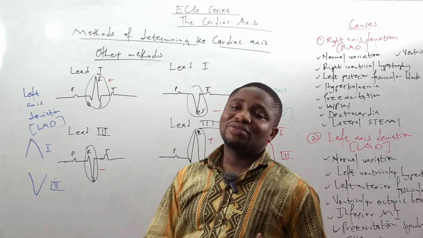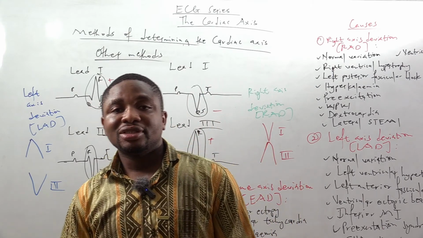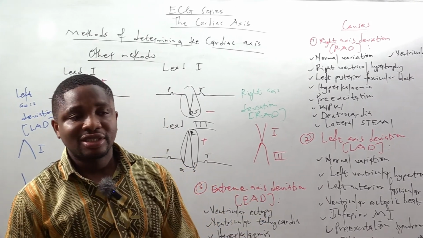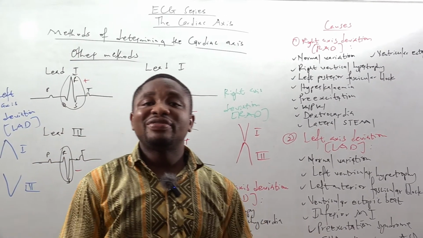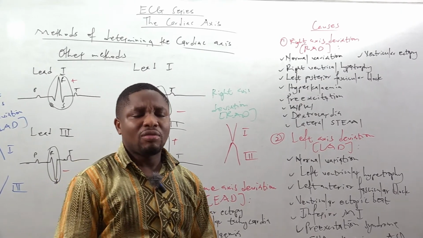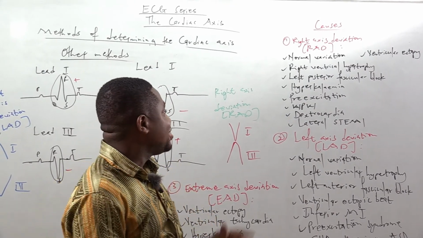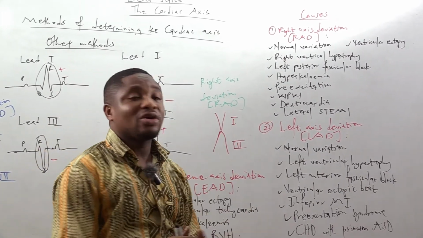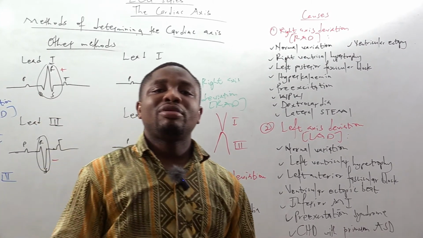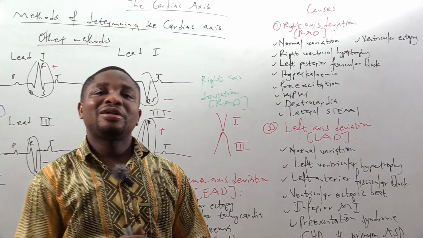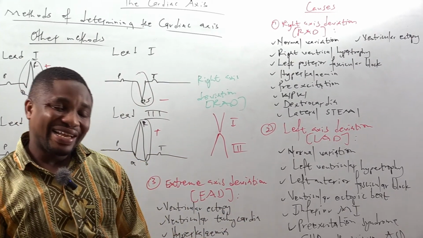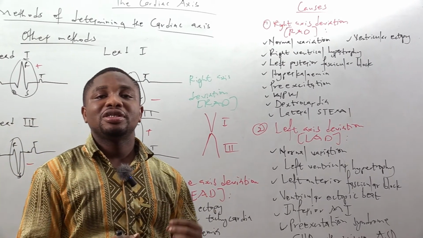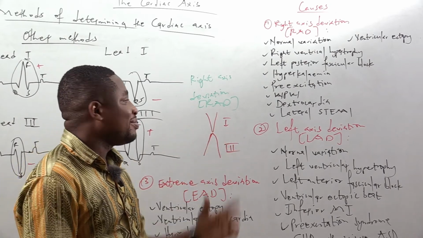Now let's look at the causes of the various axis deviations. So let's take the first one, causes of right axis deviation. It could be a normal variation. It can also be right ventricular hypertrophy, which is one of the common causes of right axis deviation. We can talk about ventricular ectopy. We can also think of a left posterior fascicular block. You can also think of a lateral ST segment elevation myocardial infarction. You can think of pre-excitation syndromes. You can also think of hyperkalemia being a cause.